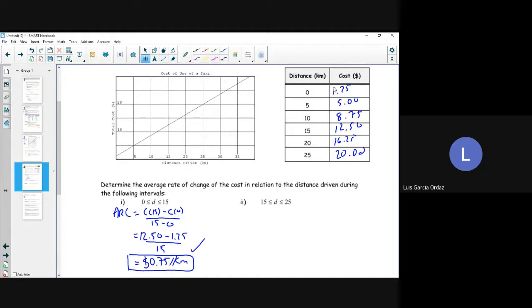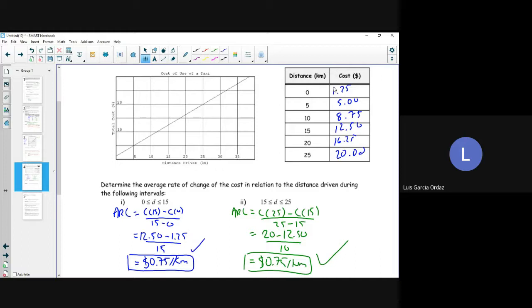So now that that's verified, we need to verify that it's the same thing for example 2. So between d greater than or equal to 15, but less than or equal to 25, you get ARC is equal to C(25) minus C(15) divided by 25 minus 15, which gives us 2000 minus 1250 divided by 10, which gives us again 75 cents per kilometer, which means that this is in line with the equation that was given to us.